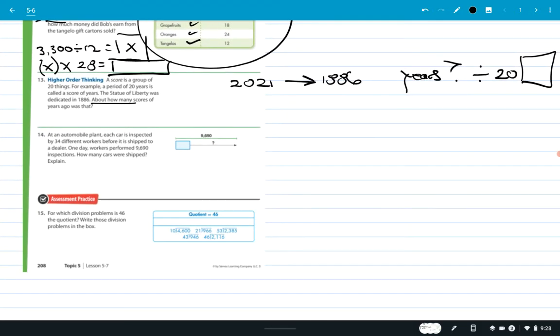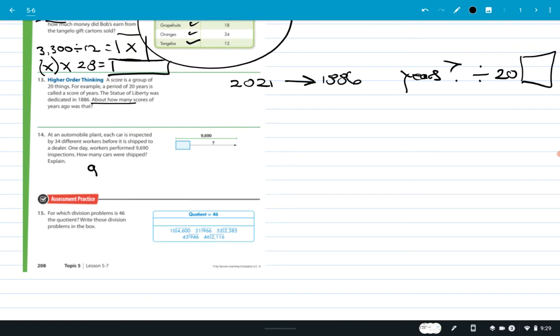Number 14 says an automobile plant. Each car is inspected by 34 different workers before it's shipped to a dealer. One day, the workers performed 9,690 inspections. How many cars were shipped? It says explain. Miss Gunderson, 50 points. How would you set that up? What would you do?